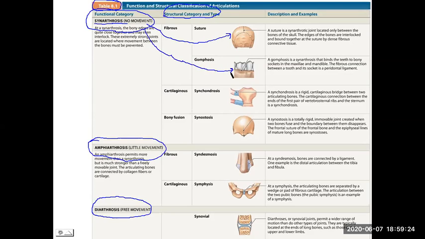So our teeth are not moving in the sockets. Gomphosis has no motion. Another example we see here, the synchondrosis, the hyaline cartilage articulations. And we gave the example between the rib and the sternum. So this hyaline cartilage type of joint has no flexibility.